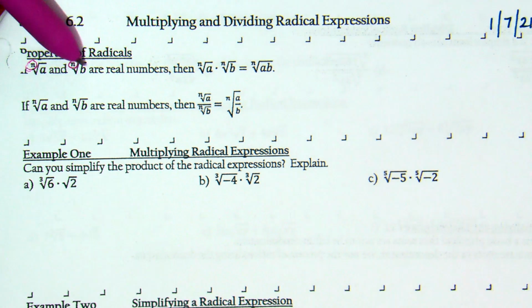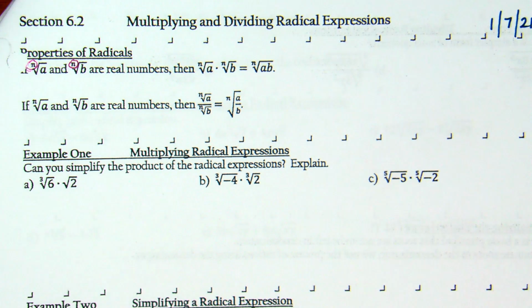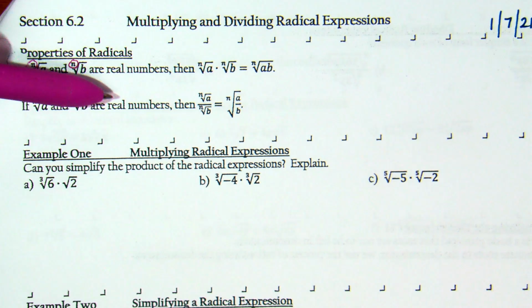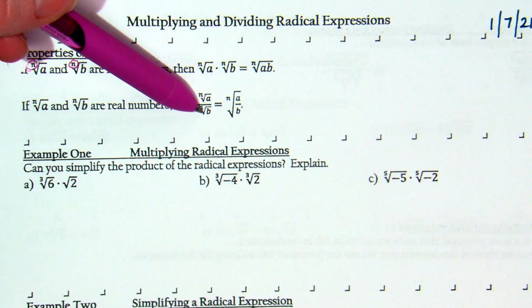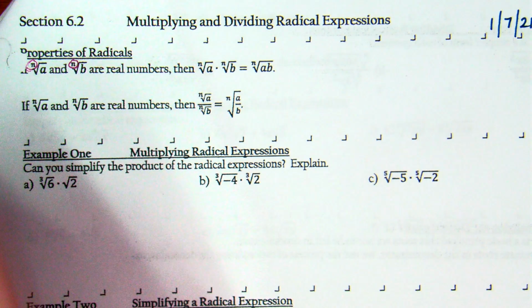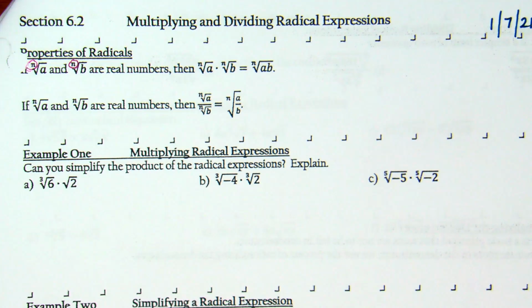It doesn't matter what's underneath. Okay, a times b is just ab. You just multiply whatever it is. But the key is the indexes have to be the same. The second property here is just talking about division. If the nth root of a and the nth root of b are real numbers, then the nth root of a divided by the nth root of b is the nth root of a divided by b. So again, it's just saying as long as they're the same type of root, so that index number is the same, we can multiply and we can divide.